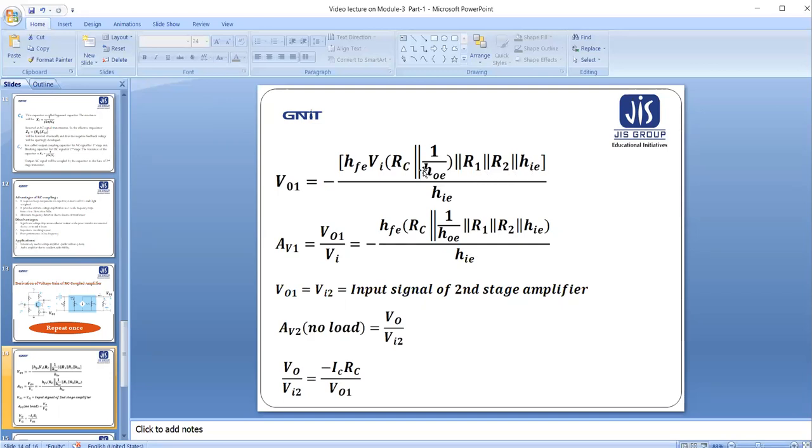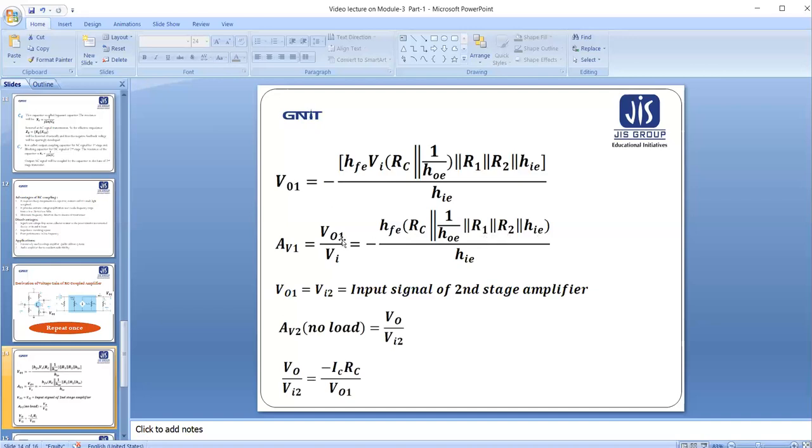So it is very crucial to write down the first stage output voltage, because the first stage output voltage is not only for the first stage, it is also coupled with the second stage. So the second stage input resistance is also included in the calculation, divided by the input impedance of the first stage, that is hie. Now AV1, the voltage gain of the first stage, equals V01 divided by Vi. Then it becomes hfe times RC parallel 1 by hoe parallel R1 R2 hie.